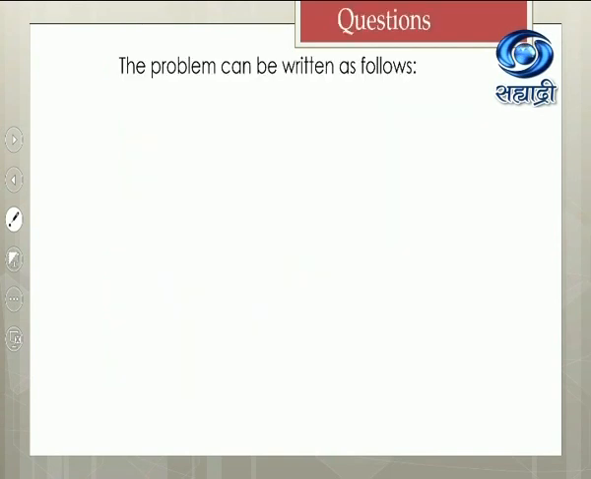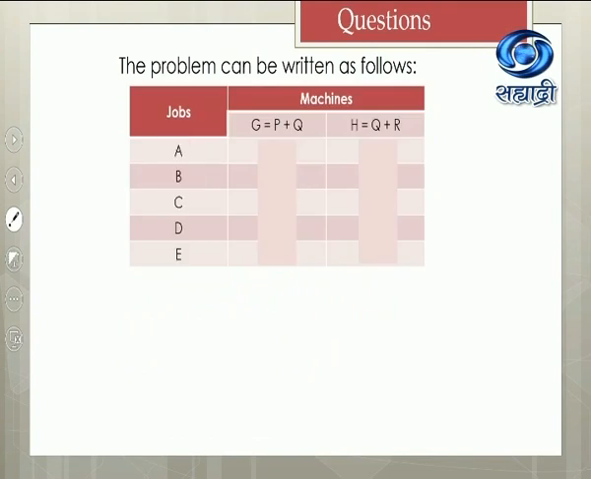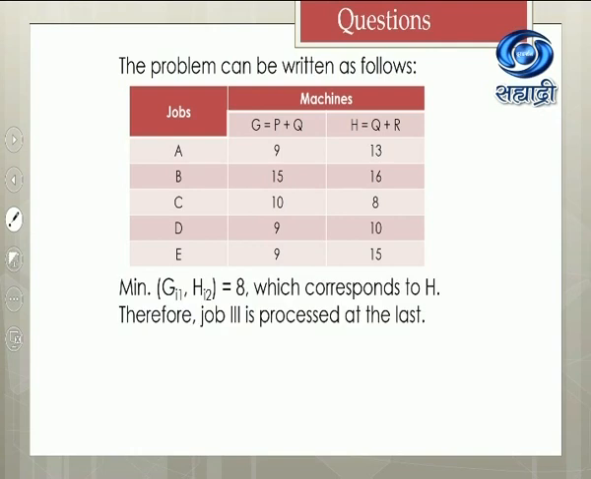So let us see the new table which we got. A, B, C, D, E, the jobs, we have still not given the sequence order. So G will be 9, 15, 10, 9, 9, and H will be 13, 16, 8, 10 and 15. Now it is converted to 2 machines. So by using the 2 machine method, find out the optimum sequence. Here the minimum you can see is 8, which is for machine H. So start writing from the right hand side. You will get C over here because it corresponds to C.